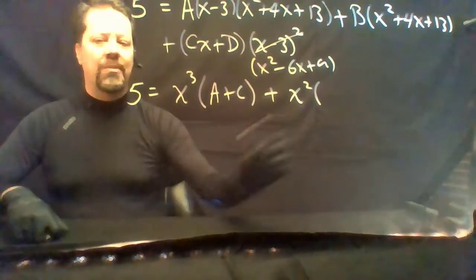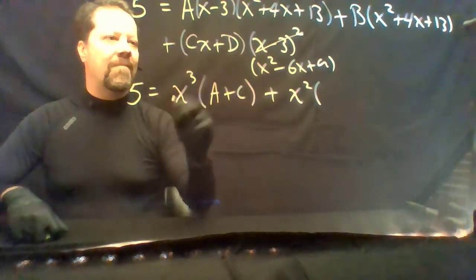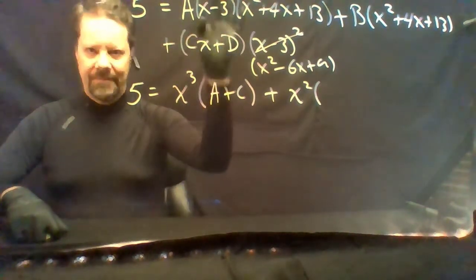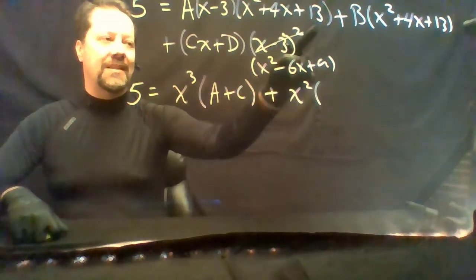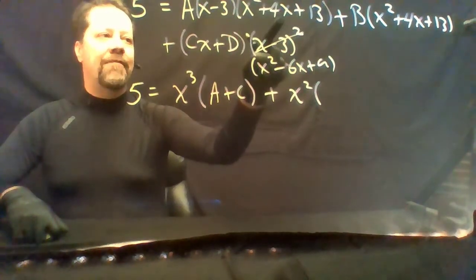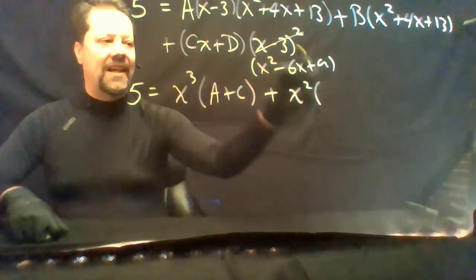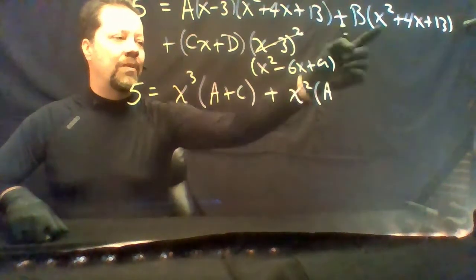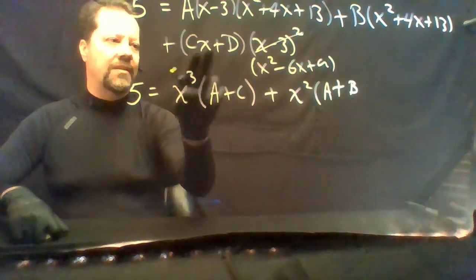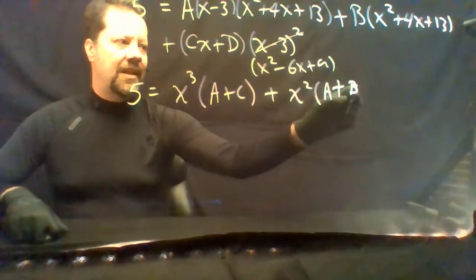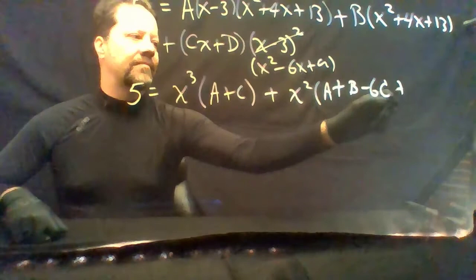The next highest power will be squares. We will get, when we FOIL out the x minus 3 times x squared plus 4x plus 13, a 4x squared minus 3x squared, which is 1x squared, times a. We will get a bx squared. And then, as far as the c's are concerned, we'll get a negative 6c, but we'll also get d, x squared.